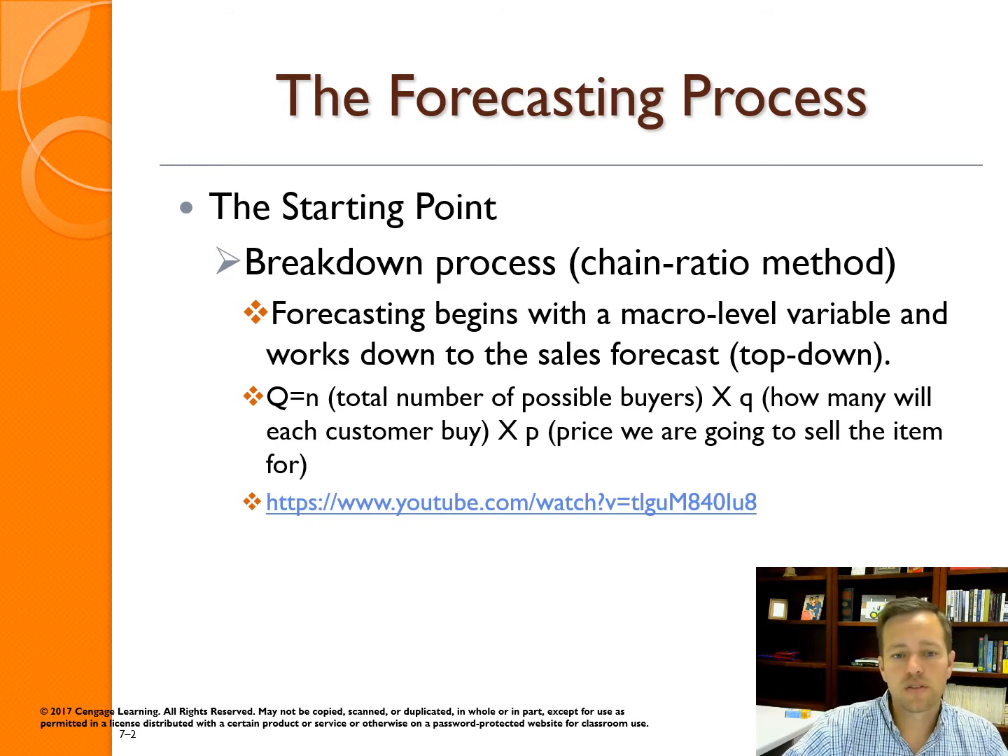All right. So forecasting is about getting this big Q, and Q is going to be equal to N, the total number of possible buyers, times little q. Don't get mad at me. I'm not the one that chose 2 Q's to be in this formula. Some marketing person did this. Little q is how many will each customer buy. So it may be 1, it may be 2, it may be 3, it may be 1.1. Maybe we can say most customers aren't going to buy 2, but a few will buy multiple. All right. And then P, the price we are going to sell the item for.